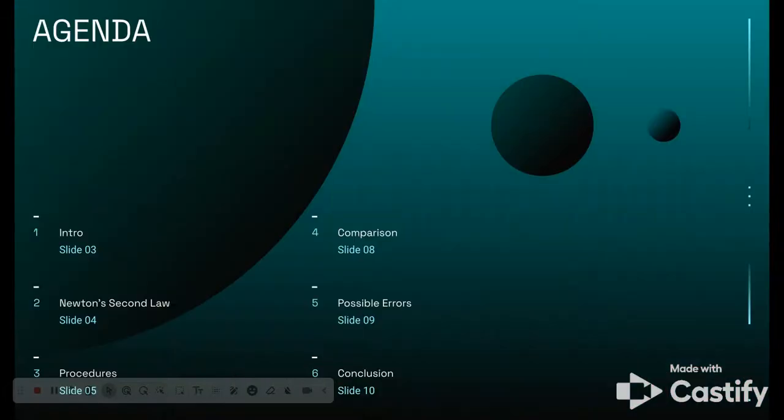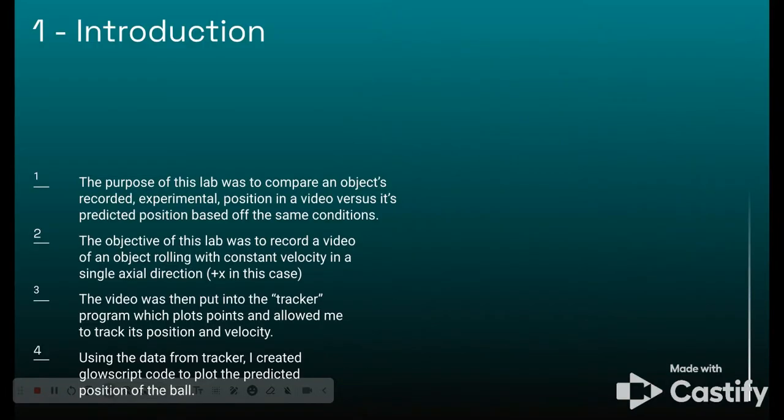First, the agenda. I'll be covering the introduction, the principle of this lab, Newton's second law, the procedures, comparison, possible errors, and finally a concluding slide.